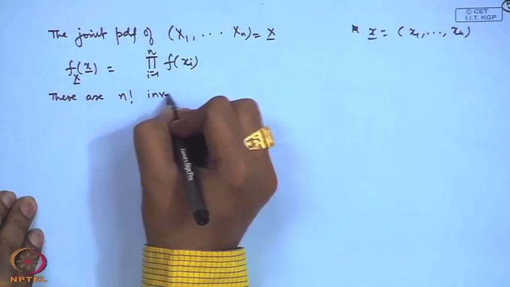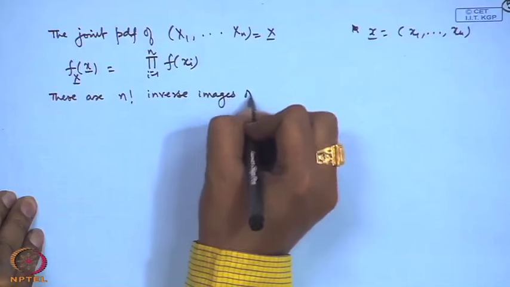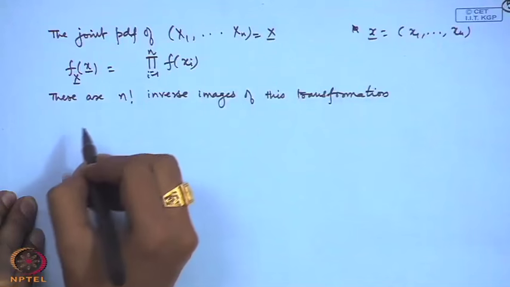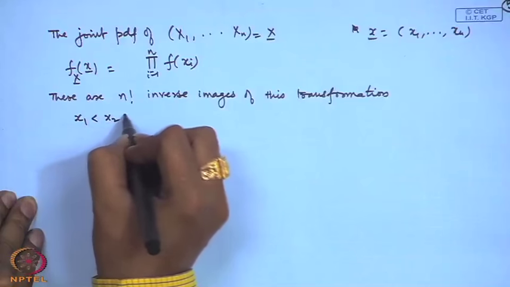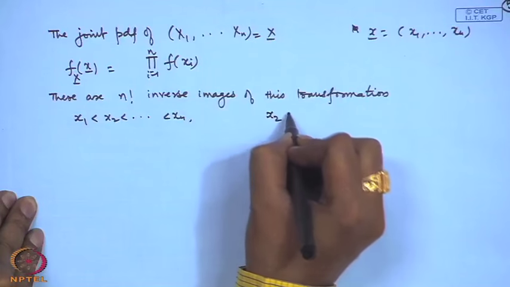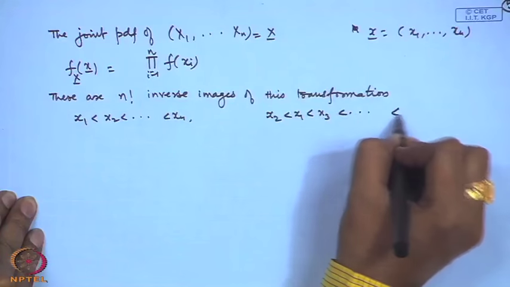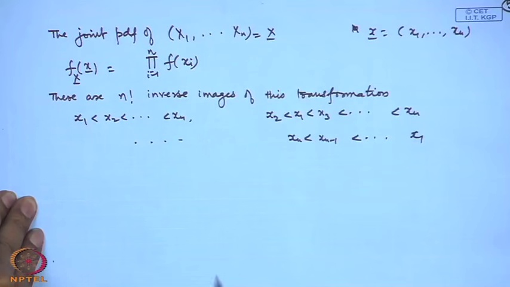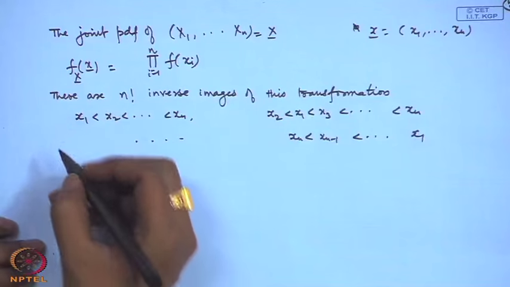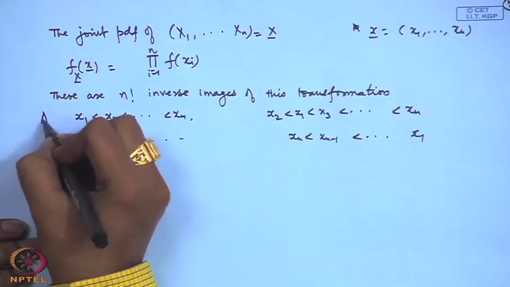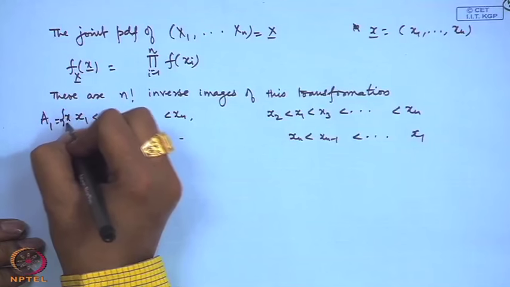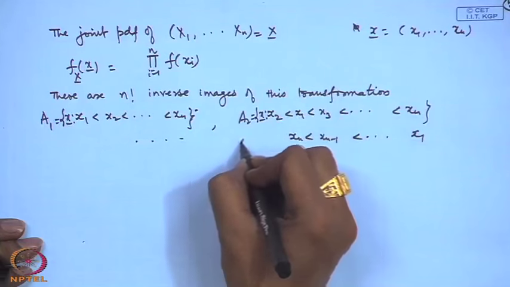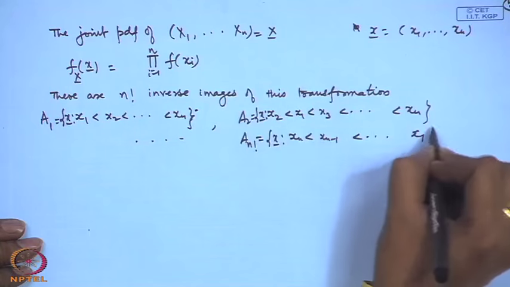There are n factorial inverse images of this transformation. For example, you may have x1 less than x2 less than ... less than xn, you may have x2 less than x1 less than x3 less than ... less than xn, and so on. You may have xn less than xn minus 1 less than ... less than x1. So, if we call these regions, say, A1, that is x such that this happens, A2 is x such that this is true, and so on, up to A n factorial, x such that this happens.